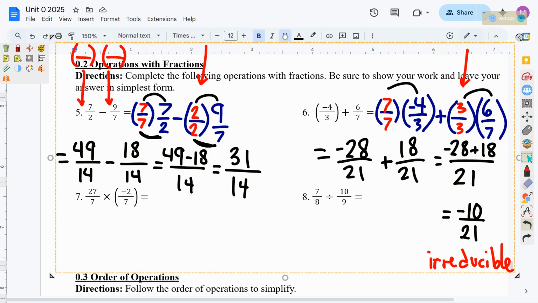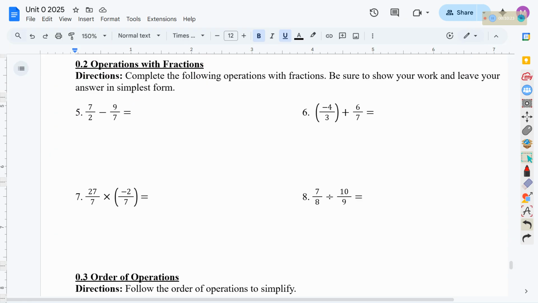So we're going to move to 7 and 8, and then we're almost out of fractions after this. So again, when we multiply fractions, we do the top times the top and the bottom times the bottom. So 27 times negative 2, is that going to be positive or negative? The top will still be negative. So we have a negative, and we'll get negative 54. On the bottom though, we have 7 times 7, and that gives me 49.